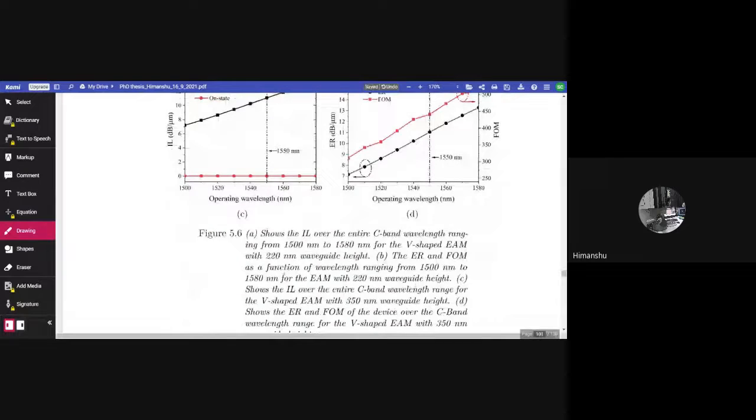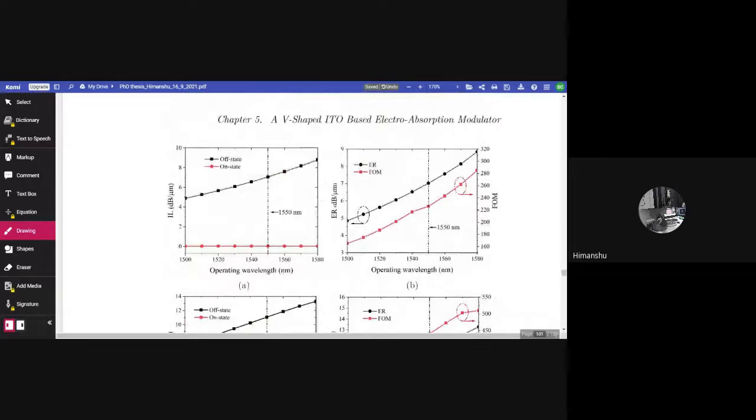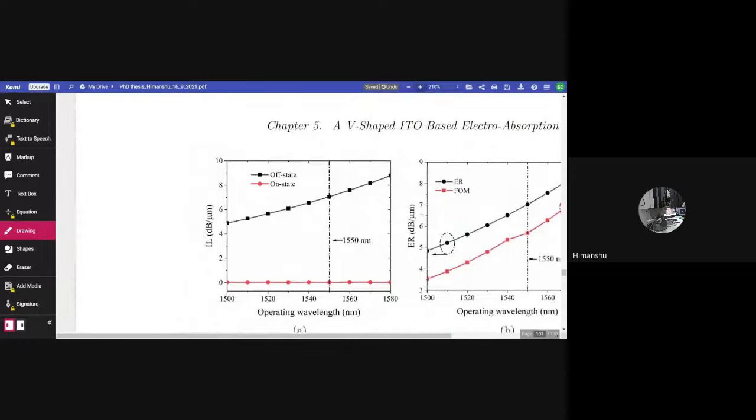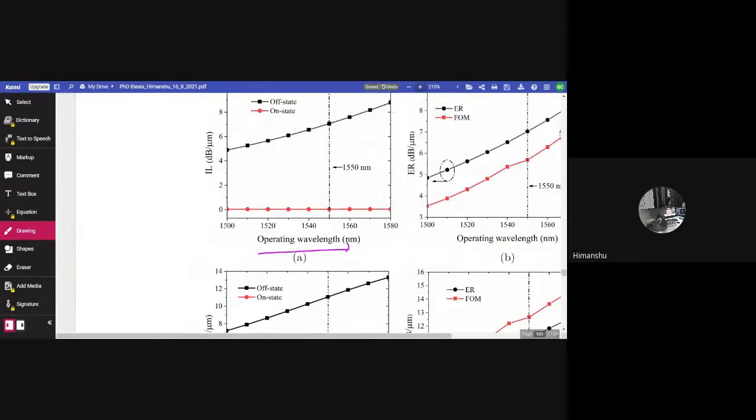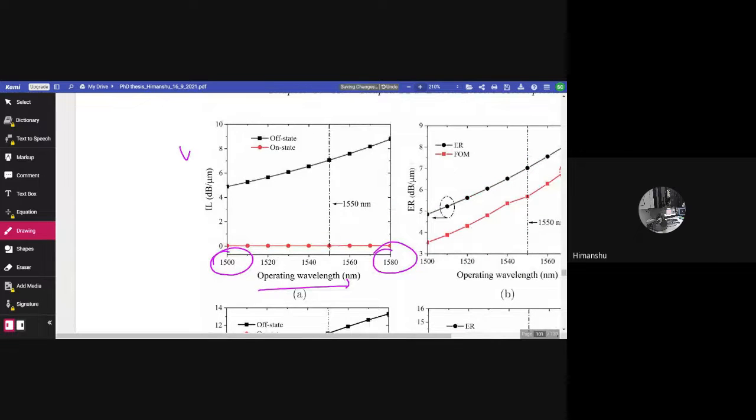So here, figure 5.6a shows the IL over the entire C-band wavelength range, ranging from 1500 nanometer to 1580 nanometer, for the V-shaped EAM with 220 nanometer waveguide height. So figure 5.6a shows the insertion loss for both the on-state and off-state over the entire wavelength range for the electro-absorption modulator having 220 nanometer waveguide height. Here we can see that at 1550 nanometer wavelength, which is the low-loss optical wavelength, the maximum insertion loss at off state is around 7 dB per micrometer, and for the on state it is around 0.031 dB per micrometer.